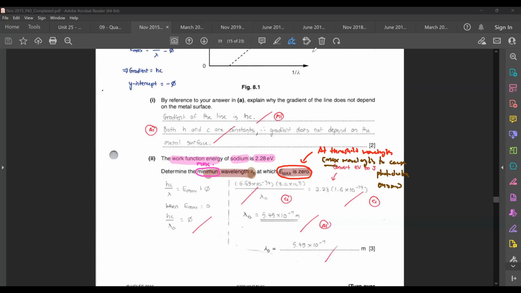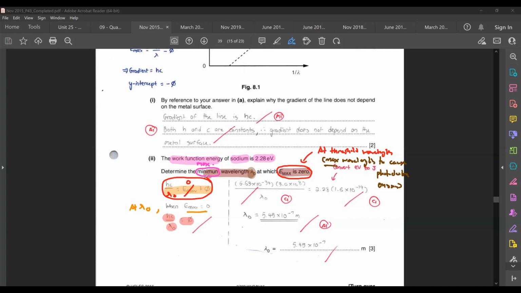So what you could do, if you remember from what we did last lesson, it was mentioned to you that if you look at your photoelectric equation, hc over lambda equals Emax plus phi, at lambda naught, your threshold wavelength, your Emax will be 0. So this term would be 0, and this one would be lambda naught. Eventually, your equation simplifies to hc over lambda naught equals phi.